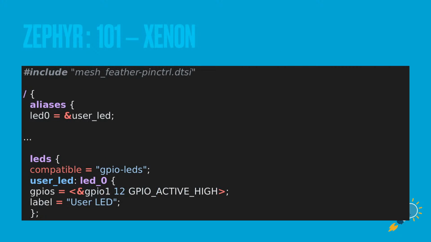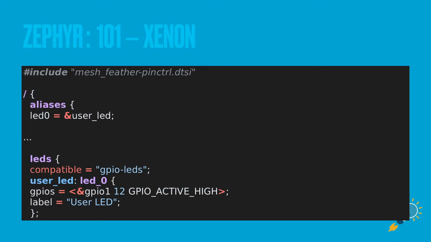Here, as a contrast, is what the Xenon looks like. They've defined LED 0 as user LED. If you go down into the LEDs, you've got user LED, which is using port 1, pin 12, and this one is setting GPIO active high. So this information is all used when you're using the GPIO DT implementation, so you don't have to worry about polarity. Everything's set in the device tree.